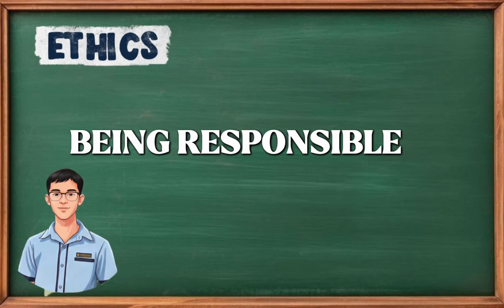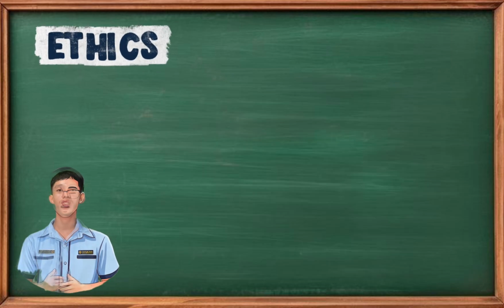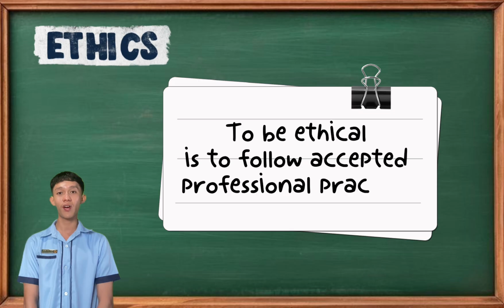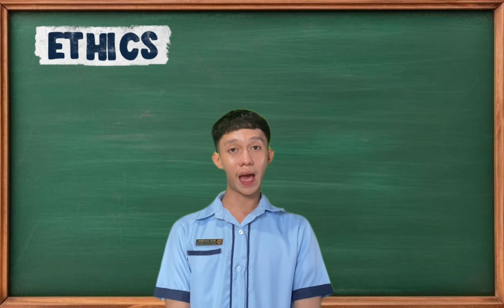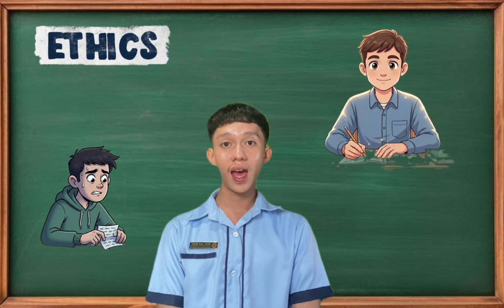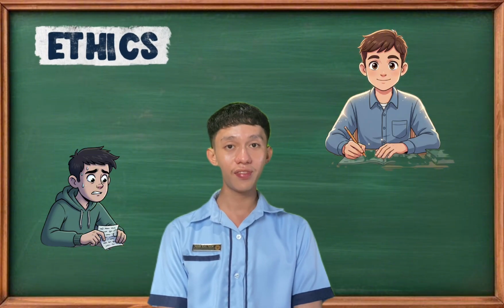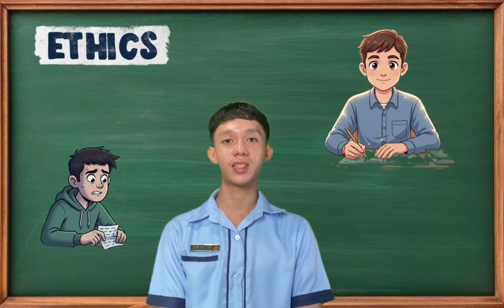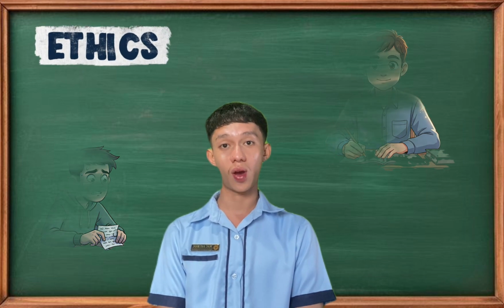In simple terms, ethics is about knowing the difference between right and wrong and acting in a way that is good and fair. According to Webster Dictionary, to be ethical is to follow accepted professional practices. For example, as a student, being ethical means doing your own work and not copying someone else's answers during an exam. Even if no one catches you, choosing honesty shows integrity. Now, this is very important in research as well.